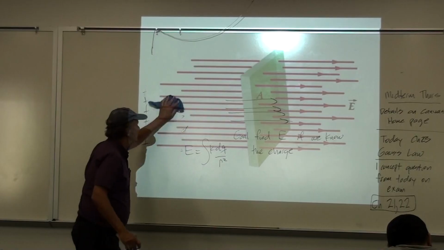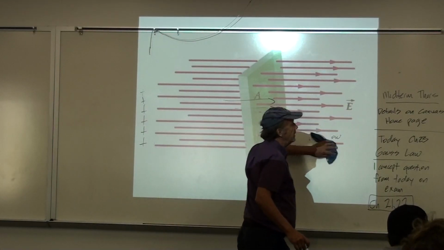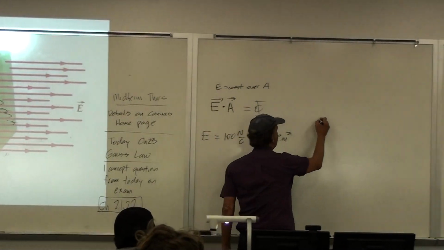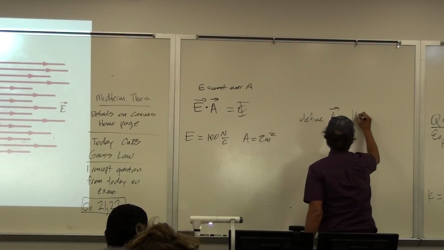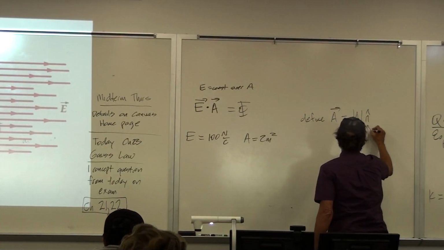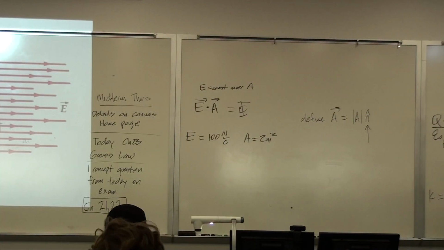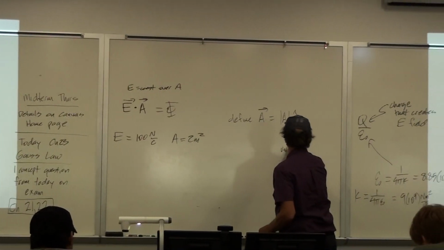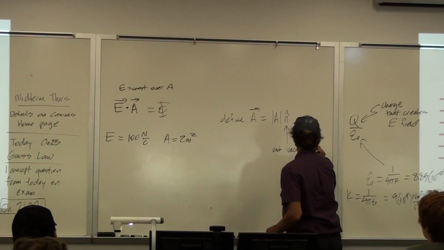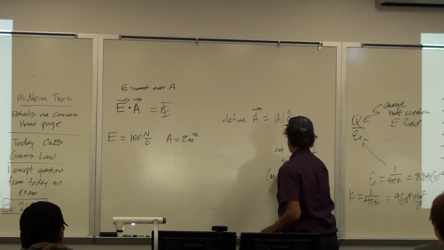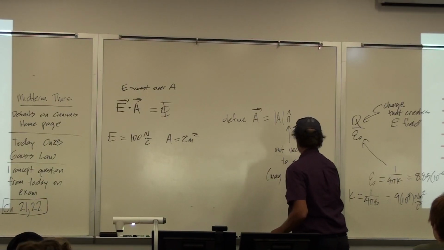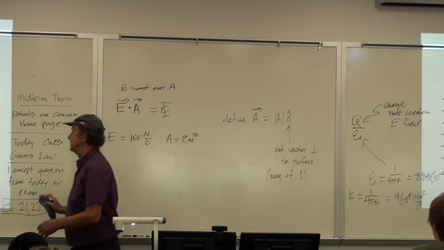Now, area is not considered to be a vector, it's a scalar. So how do we make area into a vector? Well, we define the area to be equal to the magnitude of the area times some unit normal, where that unit normal is a unit vector that's perpendicular to the surface, but with a magnitude of 1. Because it's a unit vector. That's our definition of a unit vector, is a magnitude of 1.